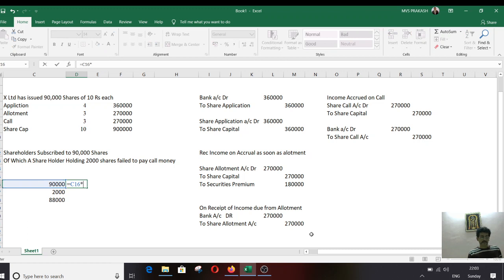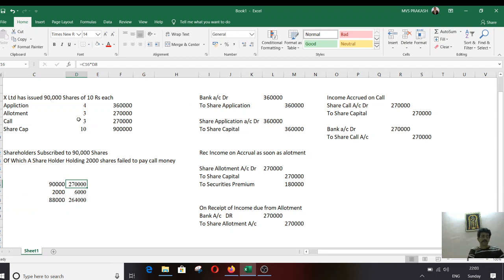So on these 90,000 shares, how much amount do I need to receive in the terms of call? 3 rupees in the terms of call I should receive, so ultimately I have to receive 2,70,000. But I am not receiving 2,000 into 3 rupees. This is the amount which is not received. The amount which is received is 88,000 into 3 rupees, so ultimately 2,64,000 is the money which is received.